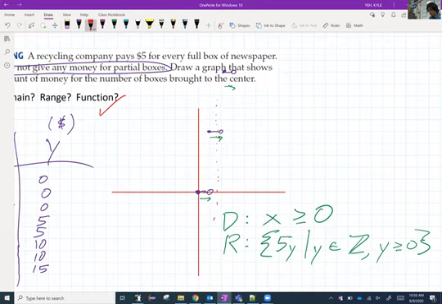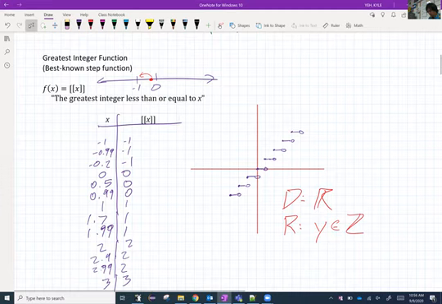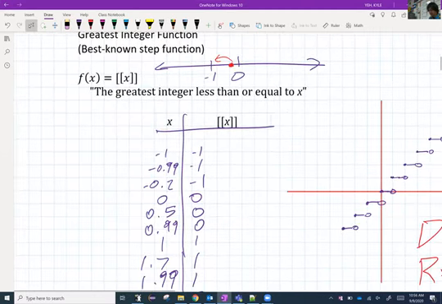Guys, step functions are maybe the trickiest, definitely one of the trickiest ones we're talking about today. But hopefully this gives you an idea, and now you know when you look at your practice problems what this double bracket means. It means the greatest integer function.